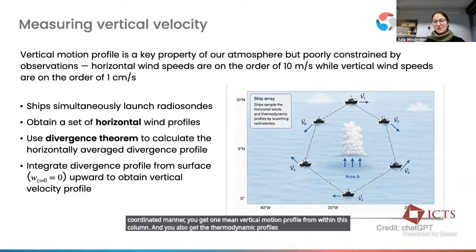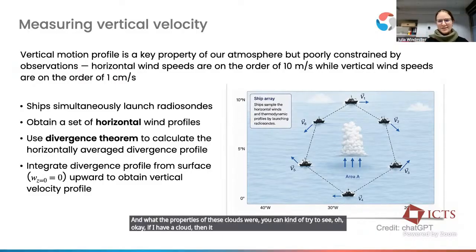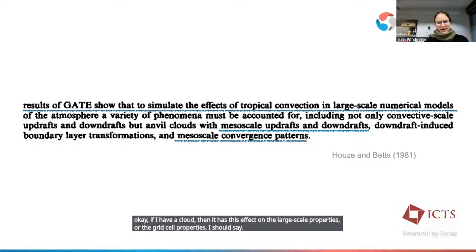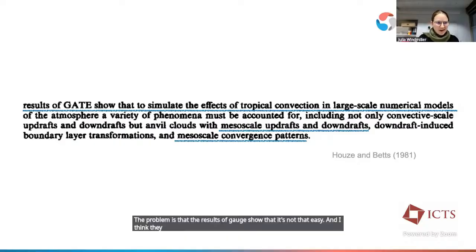And then if you know how many clouds were in your area A, and what the properties of these clouds were, you can try to see, okay, if I have a cloud, it has this effect on the large-scale properties, or the grid cell properties, I should say. The problem is that the results of GATE show that it's not that easy. And I think they formulated that in a more careful manner.